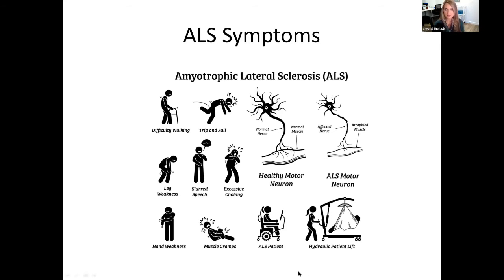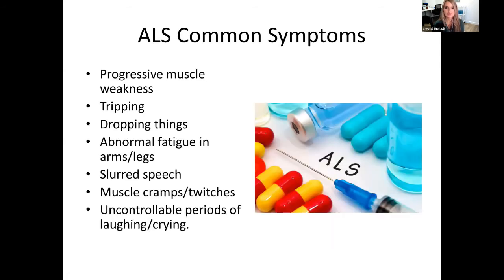So ALS symptoms, we'll go on to the next slide that'll kind of specify each of these. So progressive muscle weakness, tripping, dropping things, abnormal fatigue in the arms and the legs. So just something as simple as picking up a glass of water takes a lot of focus and energy. So everything that they do is just exhausting to them. Slurred speech, muscle cramps and twitches, uncontrollable periods of laughing and crying. That's that pseudobulbar effect that happens in some patients.